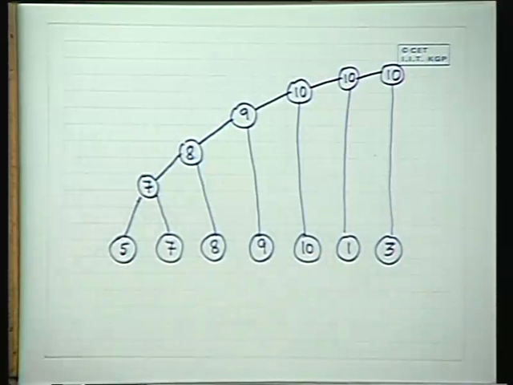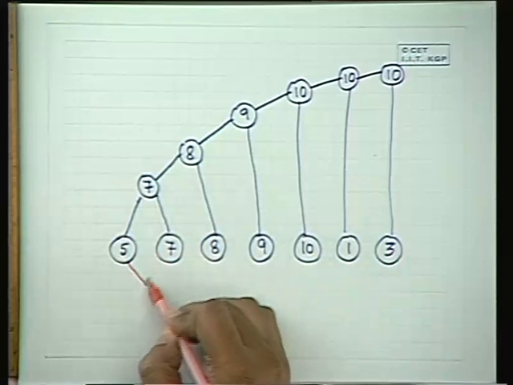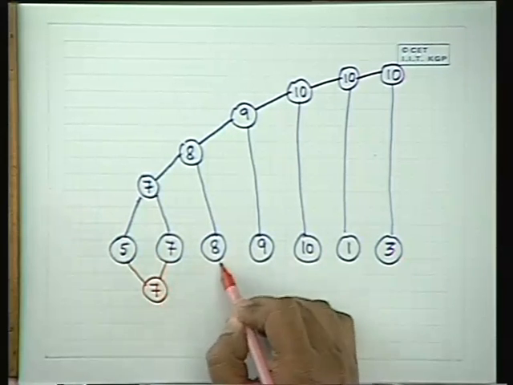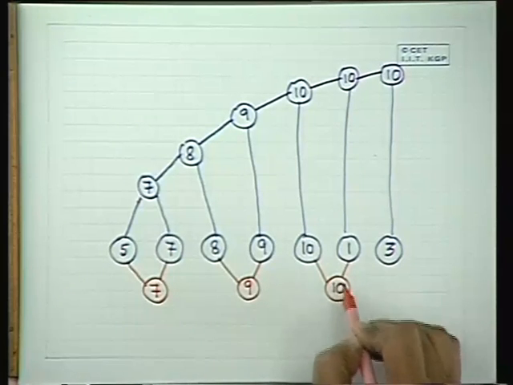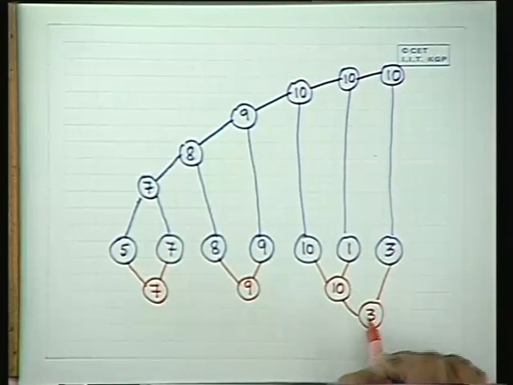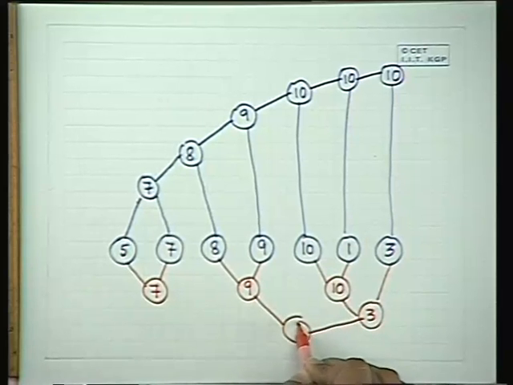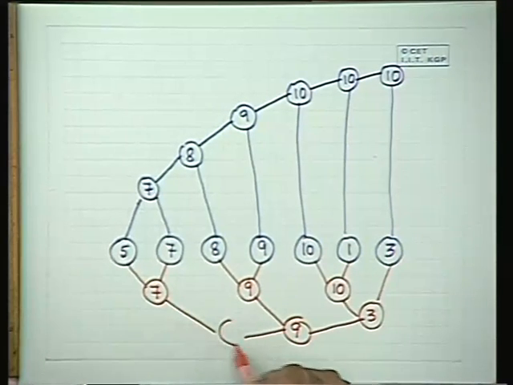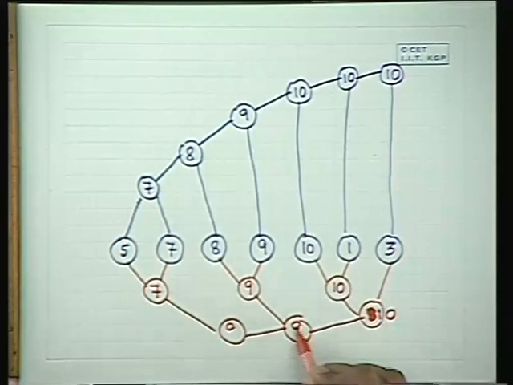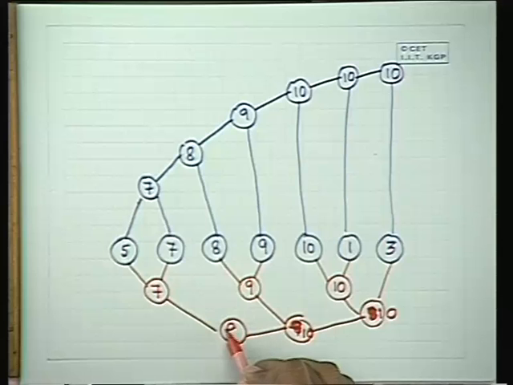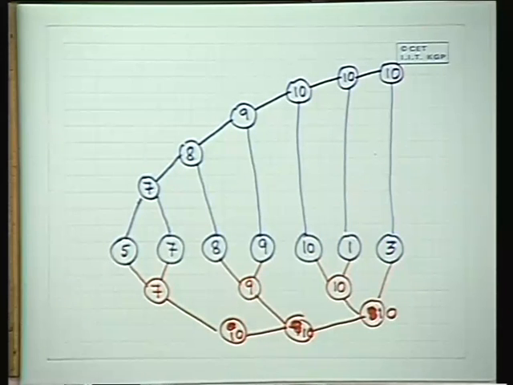We could have also worked it out in another way. We could have compared these two, we could have compared these two, and we could have compared these two. Sorry, I made a mistake here. This should be 10, so this should be 10 and this should be 10. So we could have done it this way also, and we could have done it in many other ways.